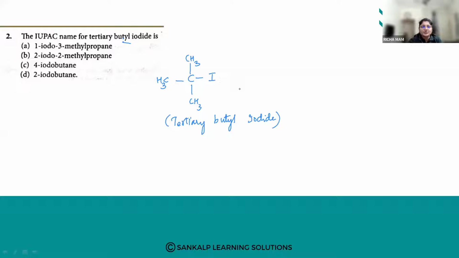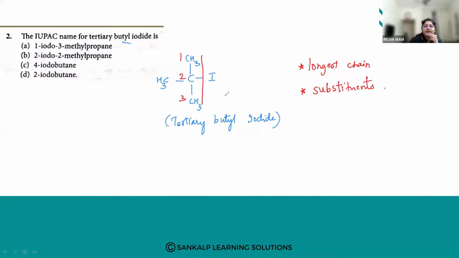Okay, Hema has answered option B. So first rule is what? Select the longest chain. So which is the longest chain? This or this? This, right? So 1, 2, 3. So this is our longest chain. Now what you have to do? You have to see the substituents.